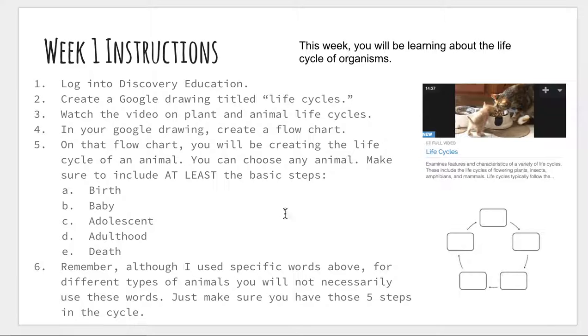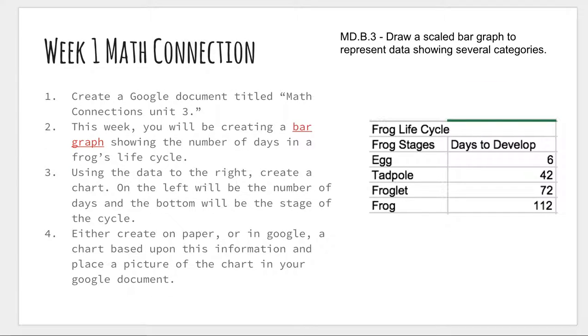And I want you to make sure you include these 5 basic steps. So again, it should look something like this: birth, baby, adolescent, adulthood, and death. And those are going to be the main steps in the life cycle of all organisms. Remember, although I use the specific words above for different types of animals, do not necessarily use these words. Different animals have different steps. An example that I'd like you to think about will be on the next slide for our math connection. So let me get to that.